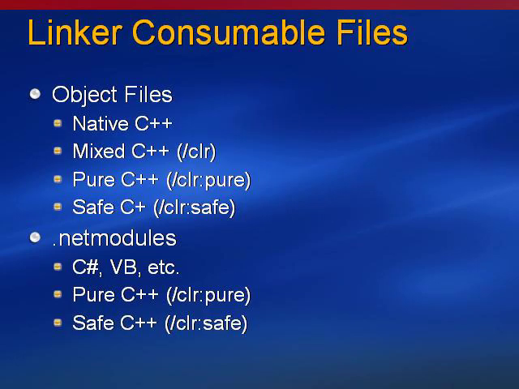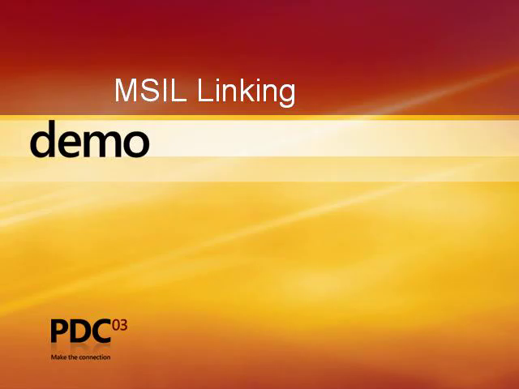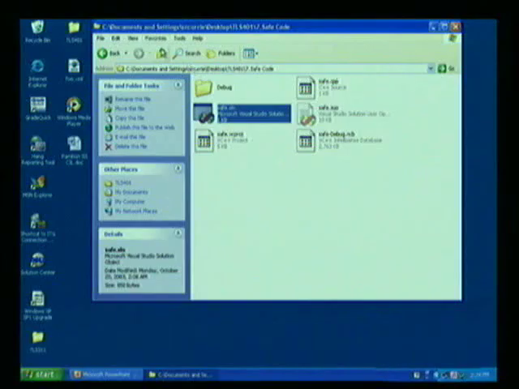So the linker can now consume native C++ object files, mixed C++ object files, pure C++ object files, safe C++ object files, .NET modules with C#, VB, or other language variety, and both pure and safe C++ .NET modules. So it's consuming quite a bit of stuff. Another thing that the linker team wasn't very happy about. So let's have a demo of MSIL linking in action.